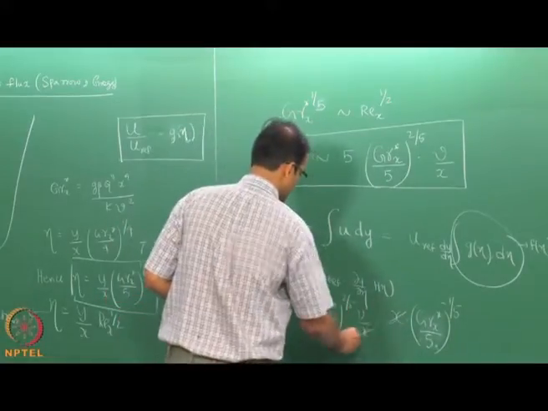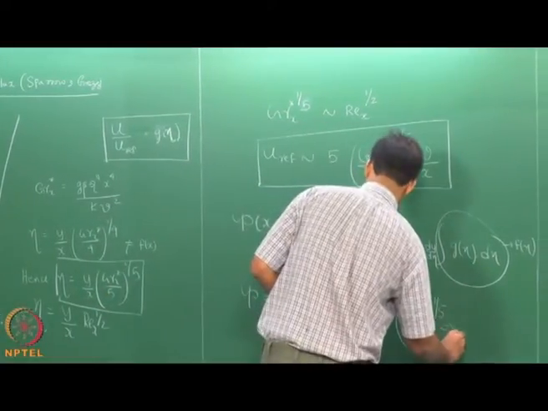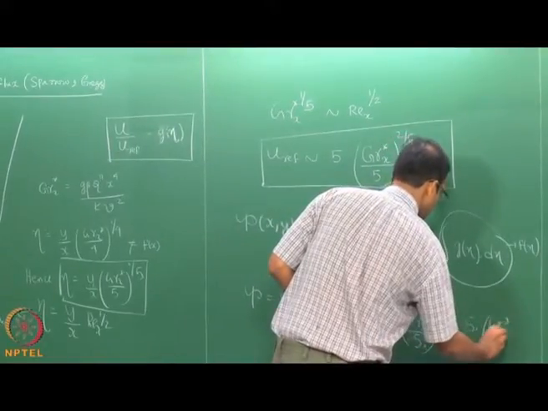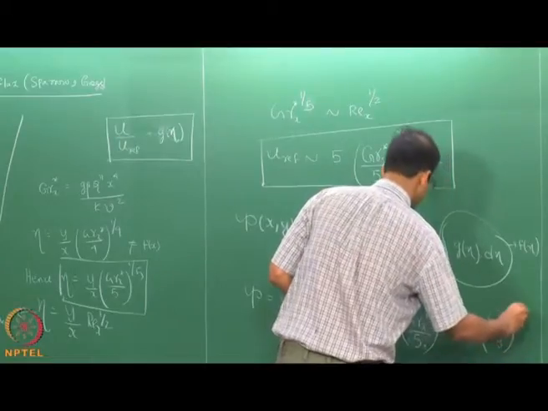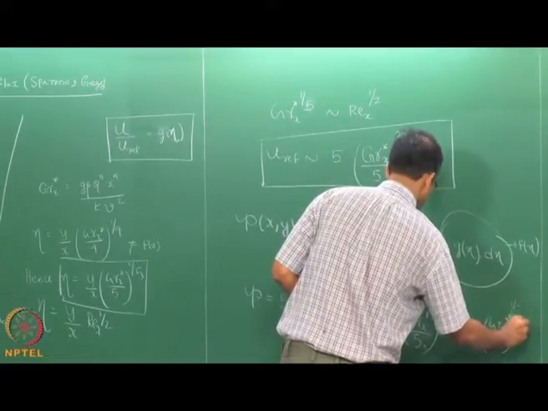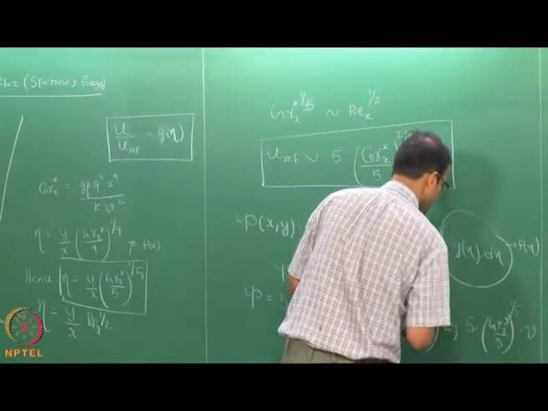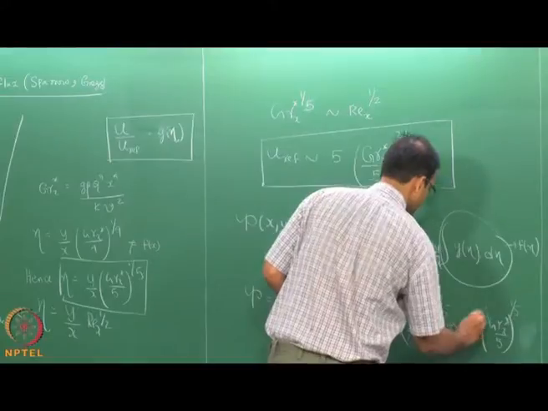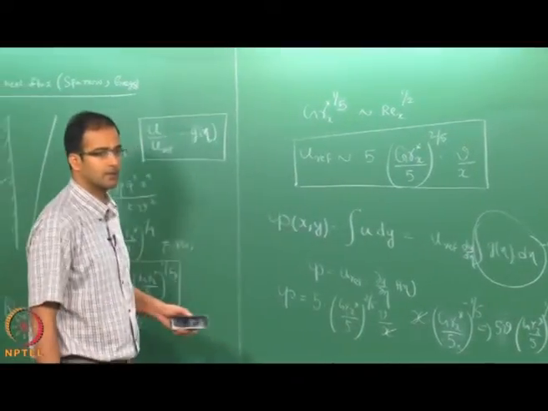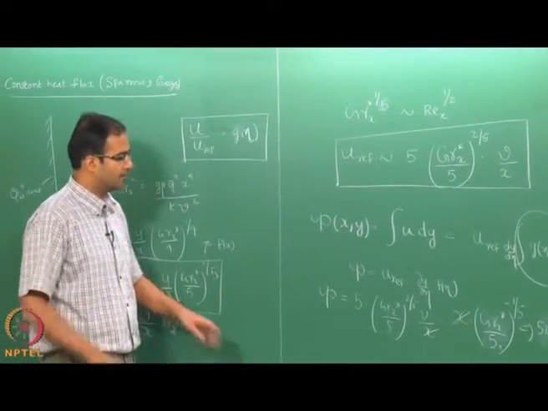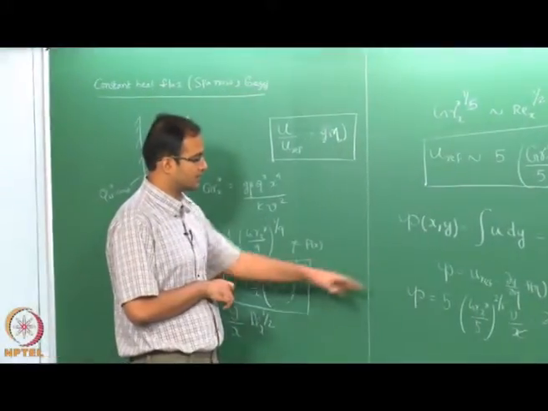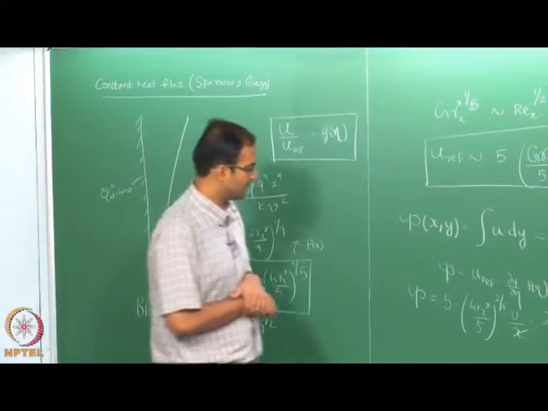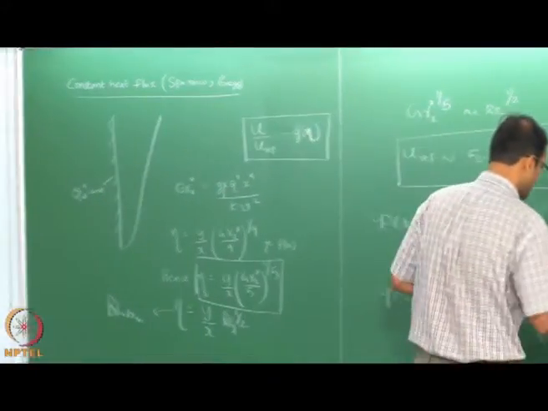So x cancels here, so this gives 5 into the modified Grashof number by 5, the whole raised to the power 1 by 5 into nu. I will put this nu here. Okay. So therefore once you find out psi, now we know the transformation between, therefore psi, and so this should be multiplied by f of eta.